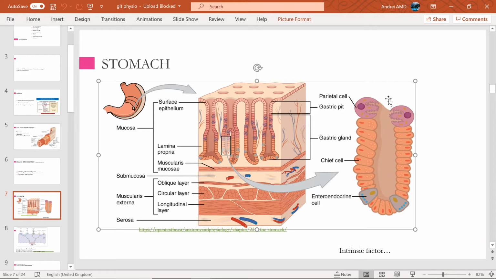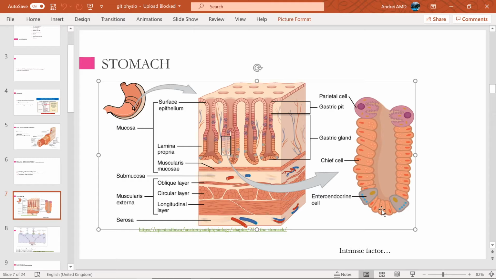What's important here is that in each pit we have cells. We're talking about the stomach here. If you look carefully, we have the parietal cells at the top, chief cells around in the middle, and enteroendocrine cells at the bottom. Yeah, we learned it in histology, and I also forget it all the time.